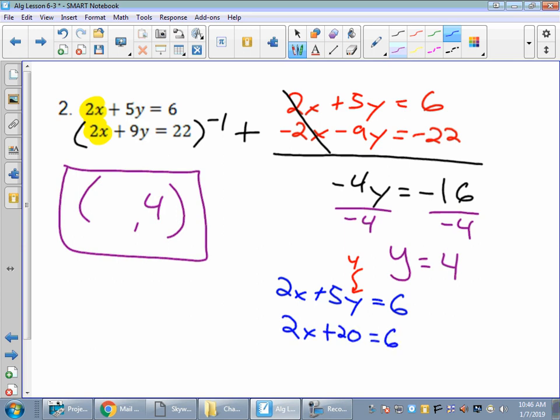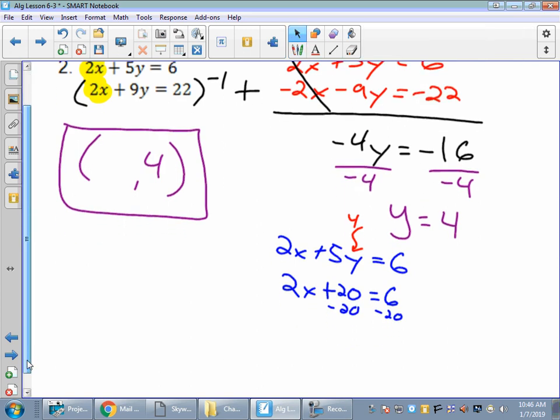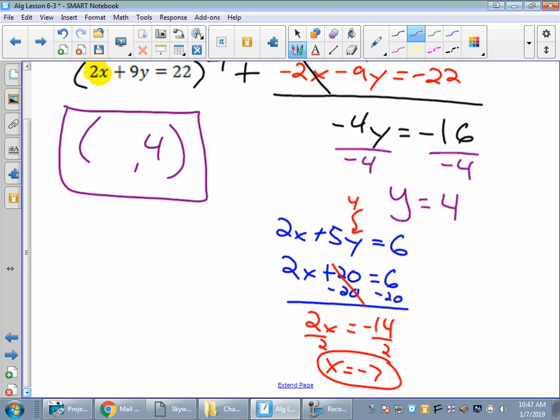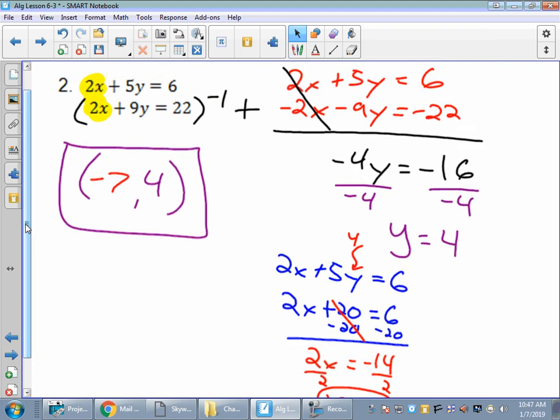And then it's a two-step algebra problem. I just subtract 20 from each side. So now I've got 2x equals negative 14. And then divide by 2. And my x is equal to a negative 7. So now that would be my negative 7 here for my x value. Again, I could graph those two original equations. I don't want to, because that would not be fun, but they would cross at negative 7, 4. So by using elimination, I found the answer there.